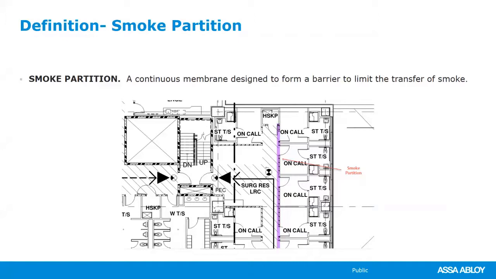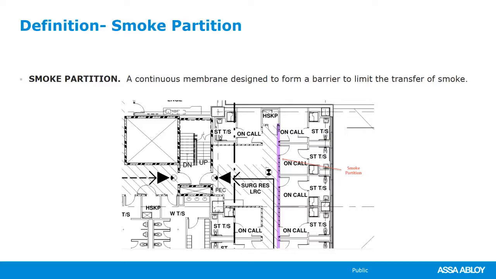The definition of a smoke partition is a continuous membrane designed to form a barrier to limit the transfer of smoke. A smoke partition does not carry any fire resistance rating. It is intended to provide much less protection than a smoke barrier, and it's not required to be continuous through the concealed spaces and through the ceiling.